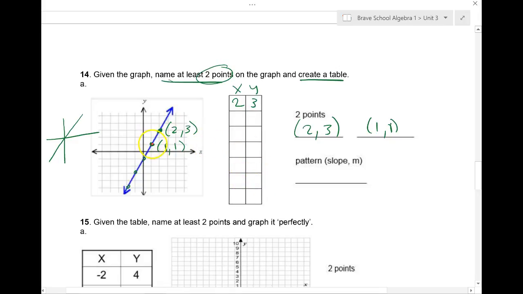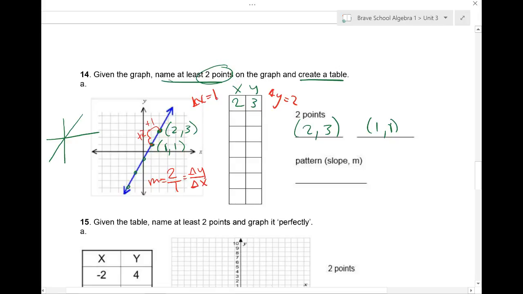To find the slope, we'll just go to the graph. To go from this point to this point, we go up 2, so that's plus 2, and then right 1, plus 1. So our slope is 2 over 1. Remember, the number on the top is the change in y, and the number on the bottom is the change in x. So on the right, we're going to do the change in y, which is 2. On the left, we're going to do the change in x, which is 1.